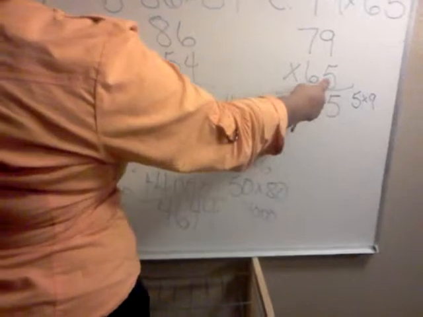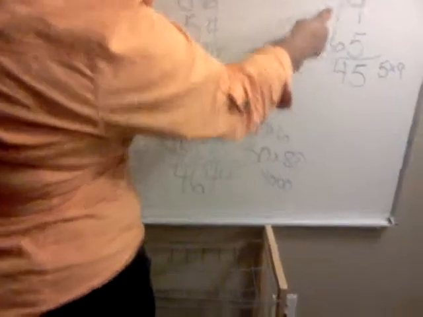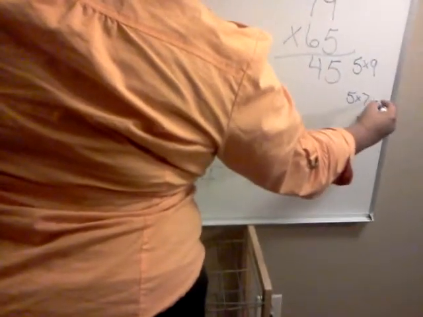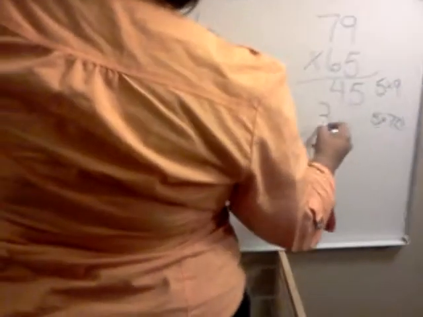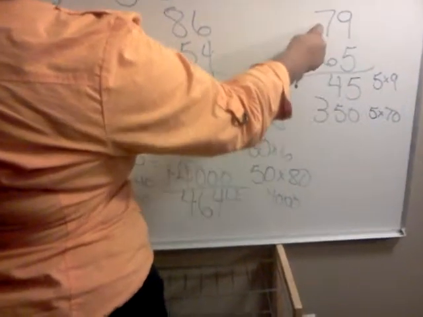We just multiplied 1s times the 1s. So now we're going to multiply 1s times the 10s. That is 5 times 70. Well, 5 times 7 is 35. We put a 0 at the end. That's 350. So our second product is 350. We just multiplied 1s times the 1s and 1s times the 10s.